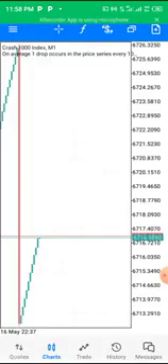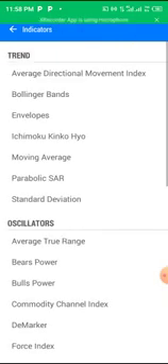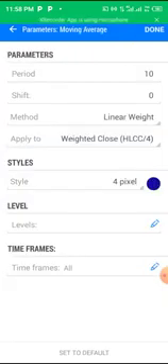So the first thing you want to do is click on the F symbol you see on your screen, then you click on the main chart, you add your moving average, and the period here is 10, shift is 0, method is linear weighted, applied to close, and style is 4 pixel. I'm using a blue color. You can use any color of your choice, but make sure it's a color that is more visible on your screen so you can actually differentiate it from your chart.